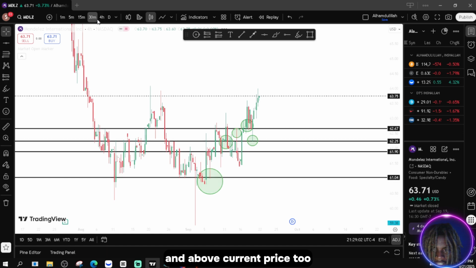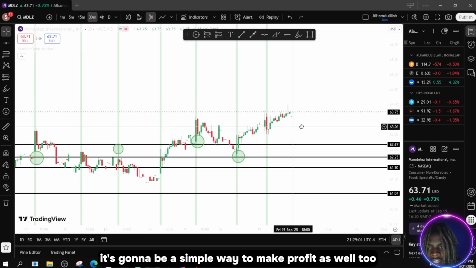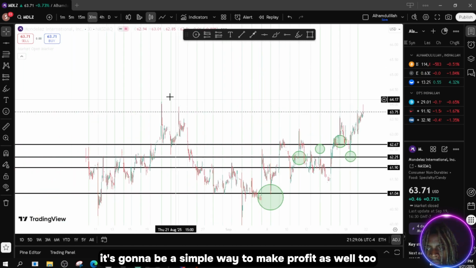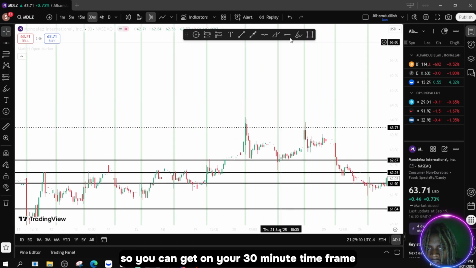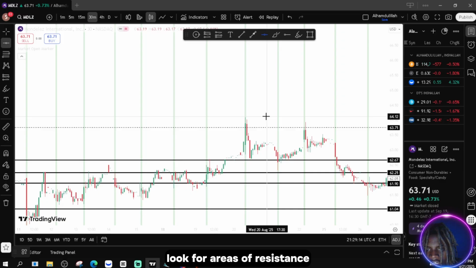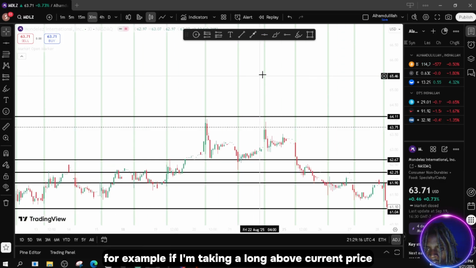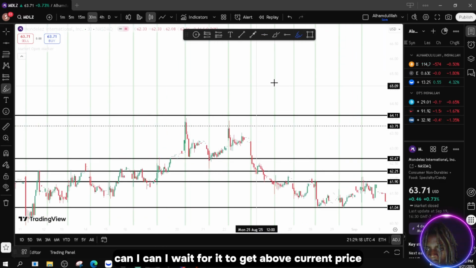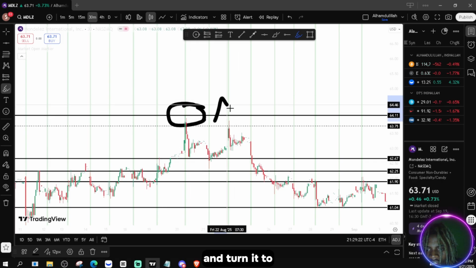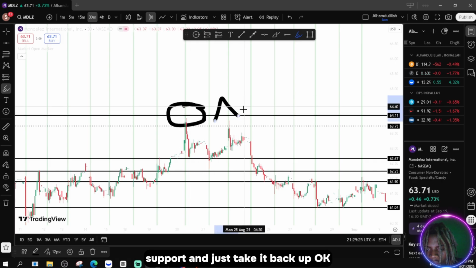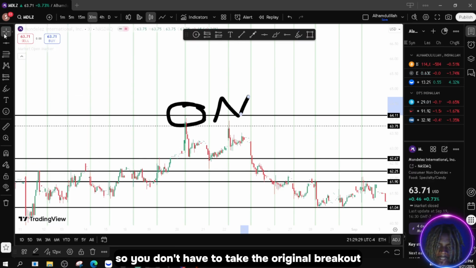And above current price too. So it's going to be trading with the trend. It's going to be a simple way to make profit as well too. Okay, so you can get on your 30-minute time frame, look for areas of resistance. For example, if I'm taking it long, above current price, can wait for it to get above current price and take this area of resistance right here and turn it to support and just take it back up from the original breakout. So you don't have to take the original breakout.